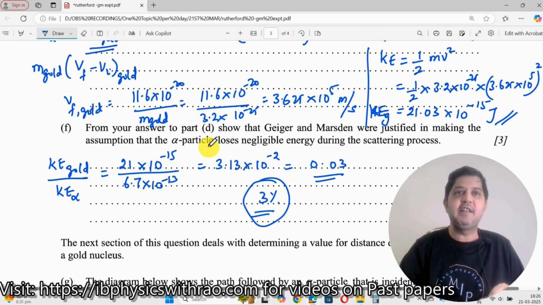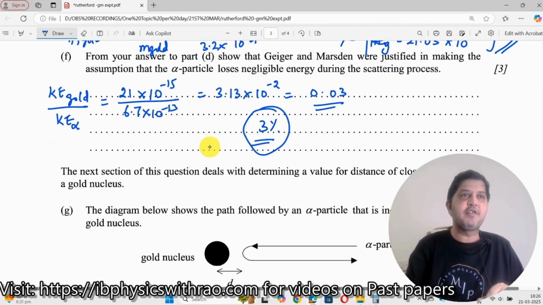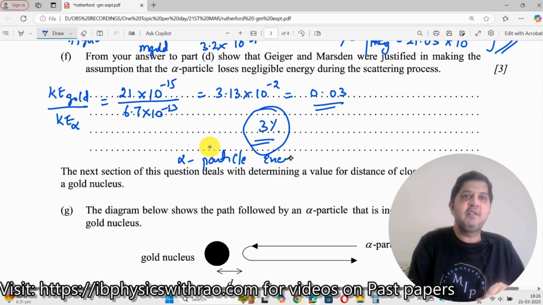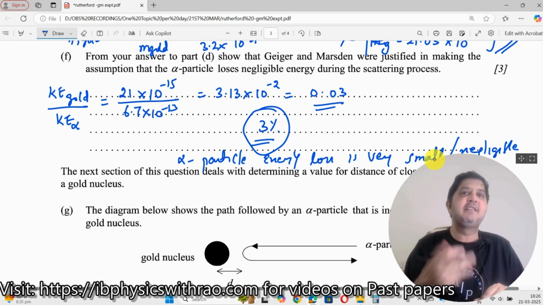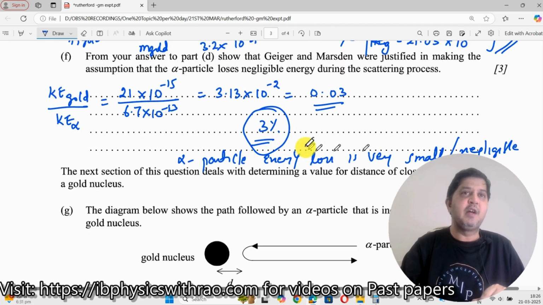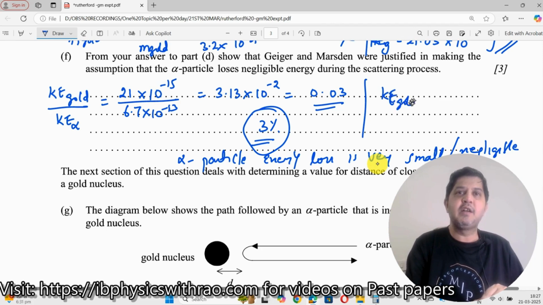Okay, so you cannot stop over here for 3 marks. You have to first show this ratio, then you say this is 3%, and then you should say alpha particle's energy lost is very small or negligible as compared to the total energy of the alpha particle. It has only lost 3% of it. See, how do I know 3%? If you ask me this, you can just say kinetic energy of gold is equal to 3% of kinetic energy of alpha particle.